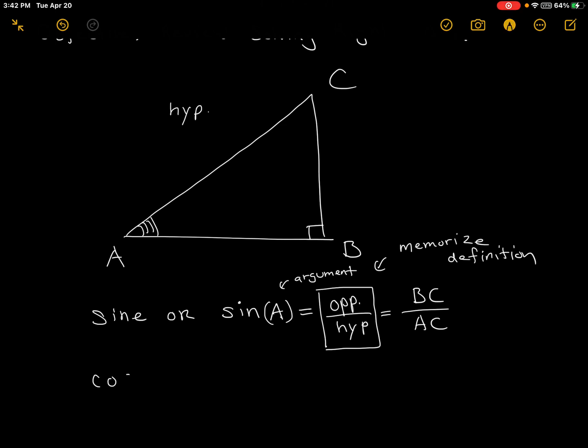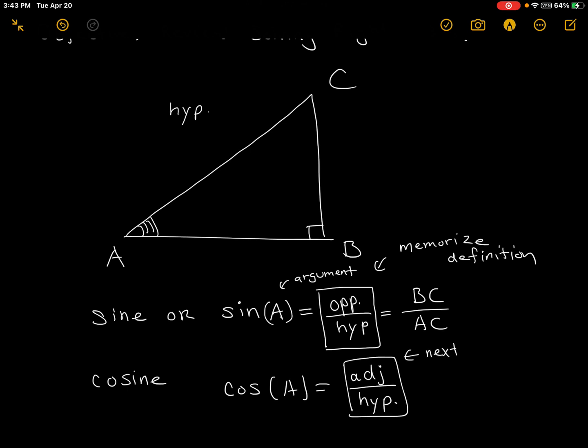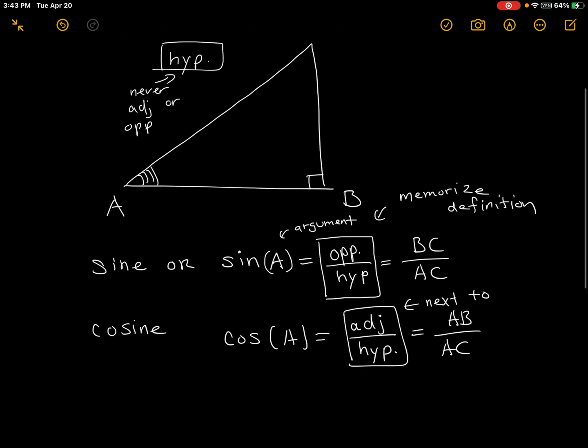And then, of course, cosine. If you spell out the whole word it's C-O-S-I-N-E, but typically we abbreviate and say cos of angle A. The definition is adjacent over hypotenuse. Adjacent just means next to. You could ask, isn't AB and AC next to angle A? Strictly speaking, yes, they're both next to angle A, but the hypotenuse is never the adjacent or the opposite side. The hypotenuse is always the hypotenuse. So the adjacent side has to be AB. Again, the word adjacent means next to.